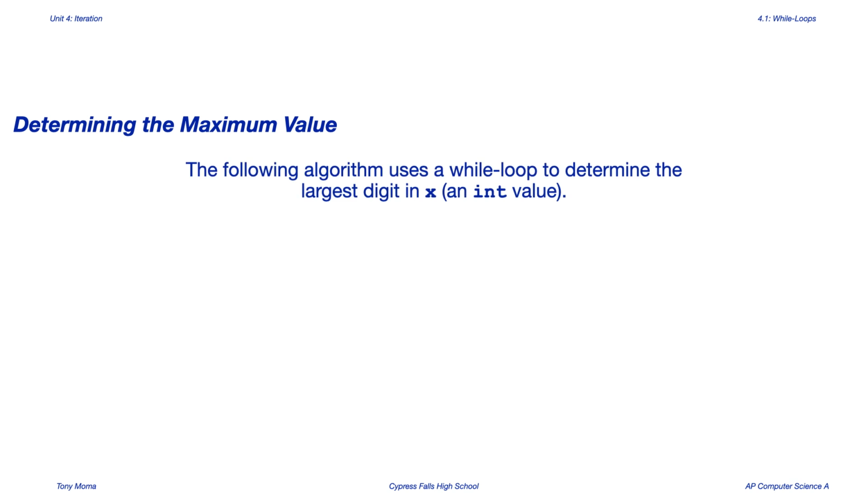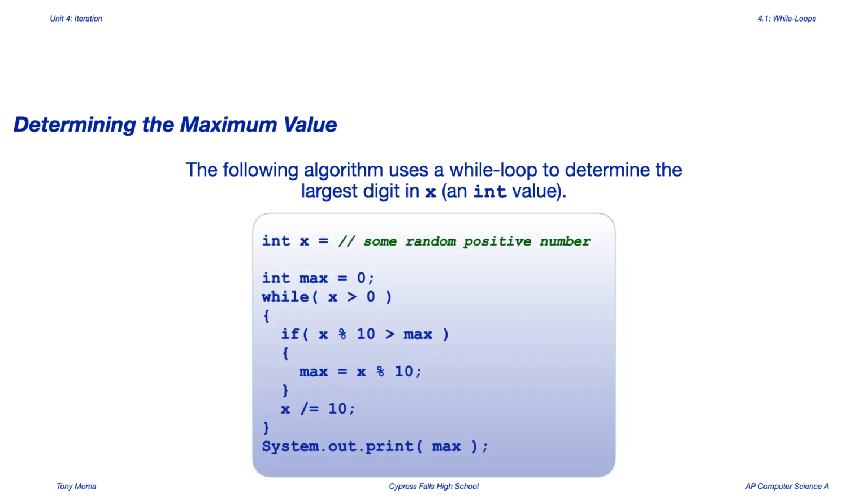Determining the maximum value. The following algorithm uses a while loop to determine the largest digit in x, an int value. So now we want to know the largest digit. Once again, just as before, we're using a while loop to look at every digit, but instead of printing it out, we want to know, is this digit the largest digit in x, which is going to require an if statement. So once again, we declare a variable x that equals some random positive number.